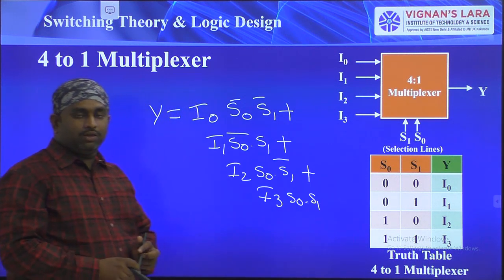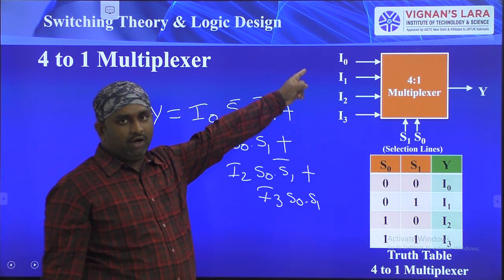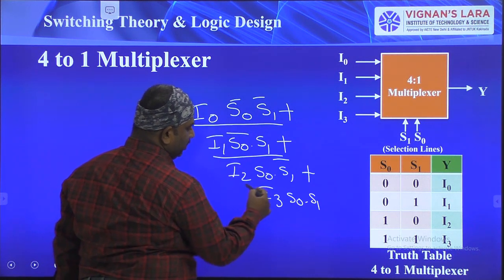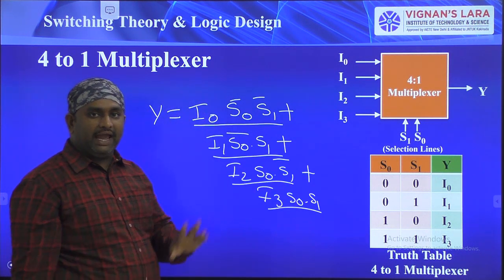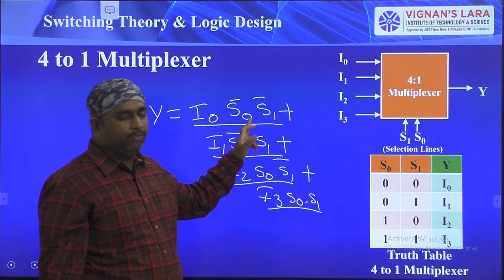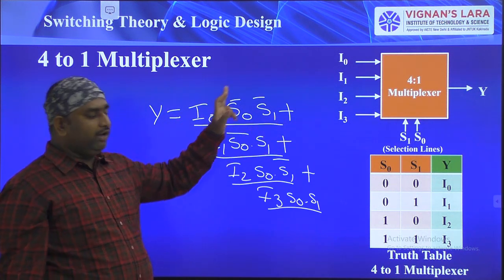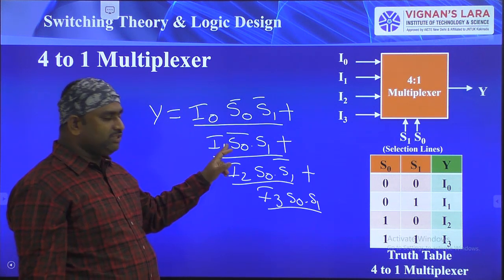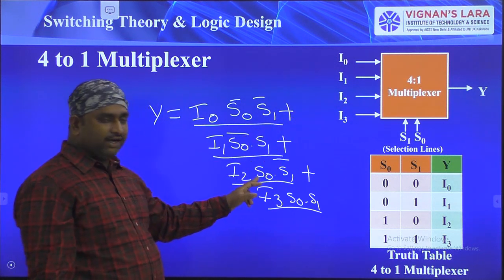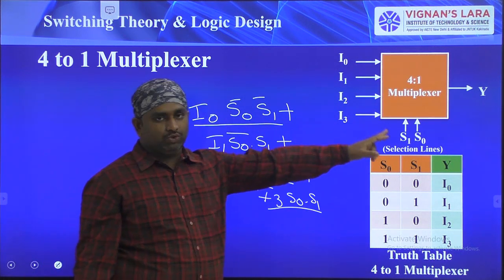So see here, the output Y is equal to either I0, I1, I2, I3, whatever it may be. When you select S0 bar, S1 bar, that is S0 equal to 0, S1 equal to 0, then I0 will appear as the output. If you select 0, 1, the I1 value goes to the output. If you select 1, 0, I2 value goes to the output. If you select 1, 1, I3 value goes to the output.